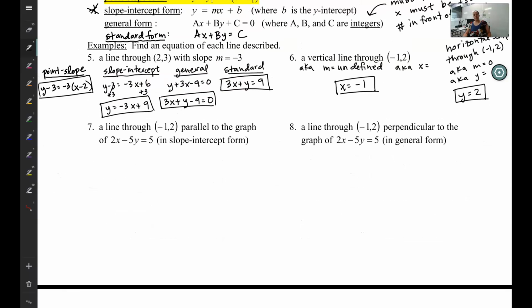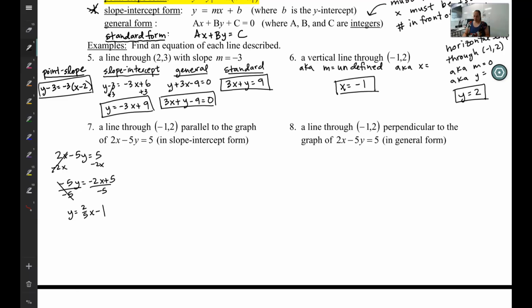Let's try number 7. Line through this parallel to this equation, and we want everything to be in slope-intercept form. So let's just start off by getting our equation in slope-intercept to start. So we have 2x minus 5y equals 5. Solve this for y. Negative 5y equals negative 2x plus 5. Divide by negative 5. Y equals 2/5 x minus 1.